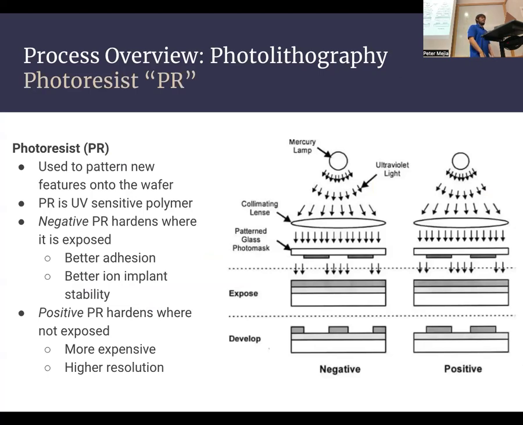Now we can talk a little bit about photolithography. We're going to use something called a photoresist. This is a coating you're going to put on top of that oxide to pattern new features onto the wafer. Photoresist is just a UV sensitive polymer. So the lights in the lab are a certain frequency or wavelength or both, so that they don't harden the photoresist because it's UV sensitive. We have negative photoresist and positive photoresist. The negative hardens when it is exposed, and the positive hardens where it's not exposed to the UV light coming from the lamp.